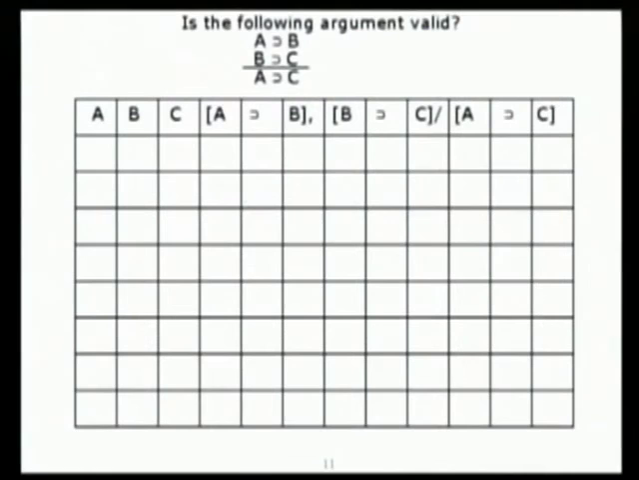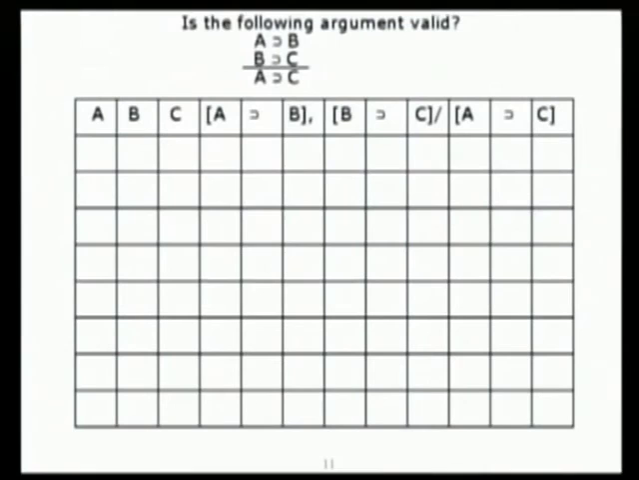Is the following argument valid? And once again, I've separated the two premises, put each of the premises in brackets, separated by a comma, and I separated the set of premises from the conclusion by putting a slash. Can you see that over there? Let's try and keep things straight.